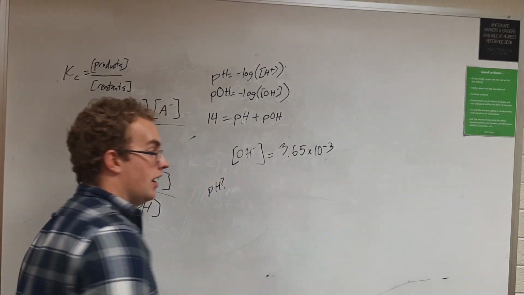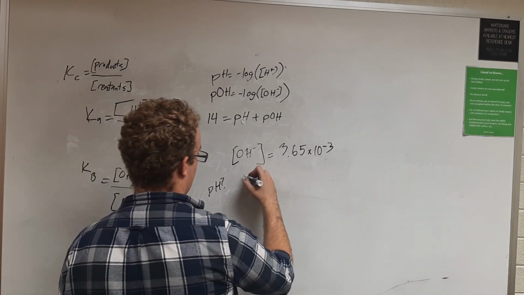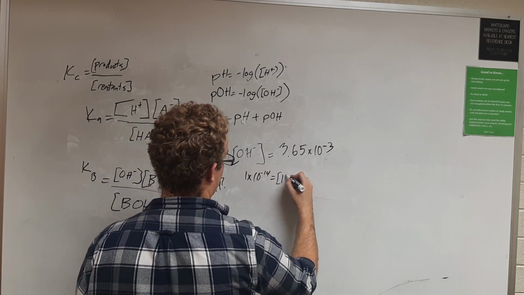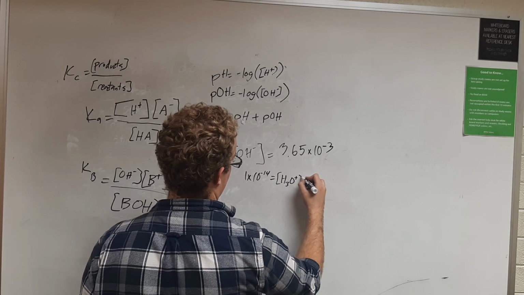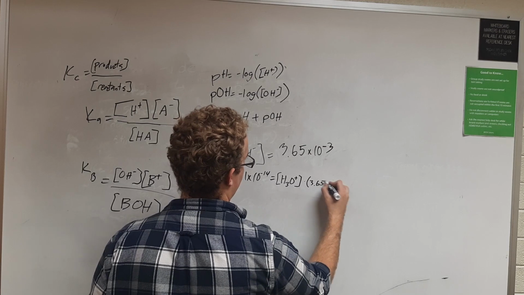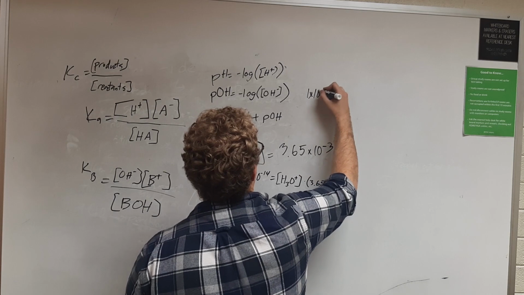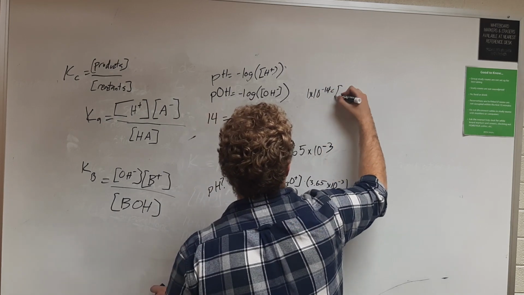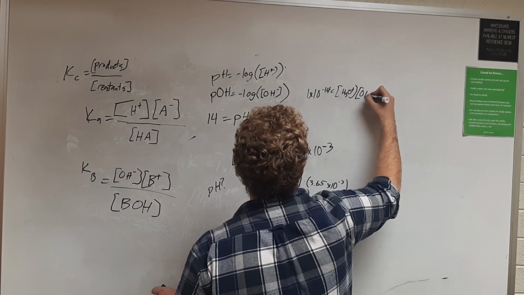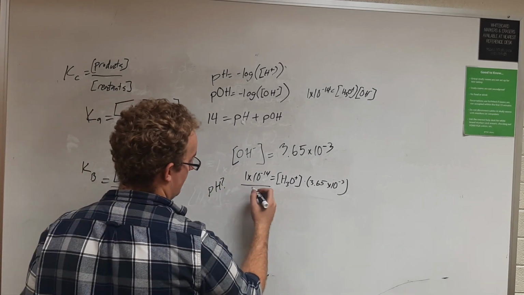Well, there's really 2 ways that we can approach this, and I'll talk about both of them. One of them is that I know 1 times 10 to the negative 14 equals the hydroxide concentration times this number, 3.65 times 10 to the negative third, because we know that 1 times 10 to the negative 14 equals H3O plus times your hydroxide, right? And then I just solve for that, so I divide both sides by this.